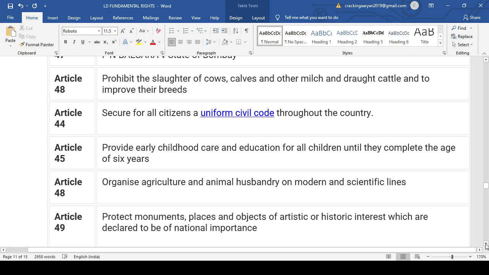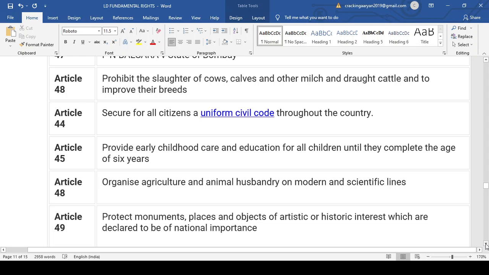So uniform civil code here means that there will be no personal law for Hindu, for the Muslim, for the Sikh, for the Parsi, for the Christian. There will be a uniform law of marriage. Now we have the Hindu Marriage Act. We have the Special Marriage Act. There will be a uniform divorce law, instead of the Hindu Divorce Act, Muslim Divorce Act.